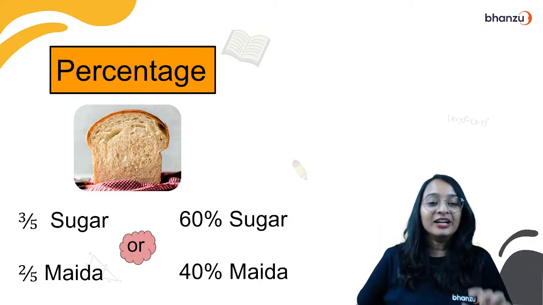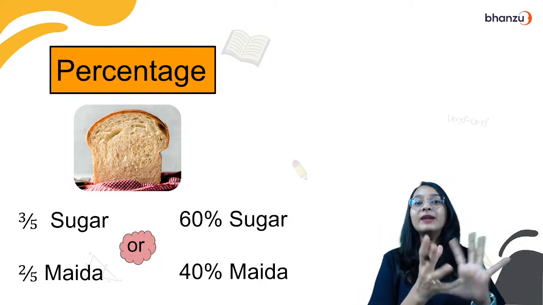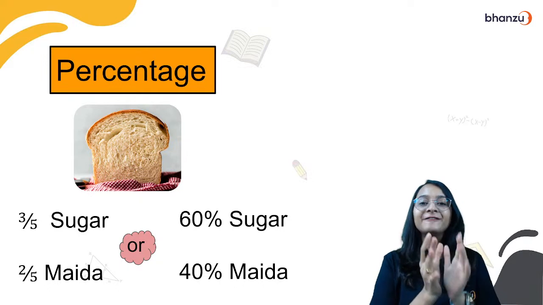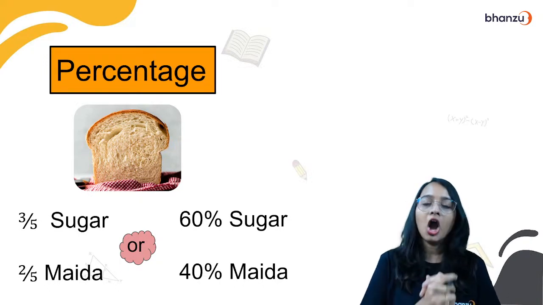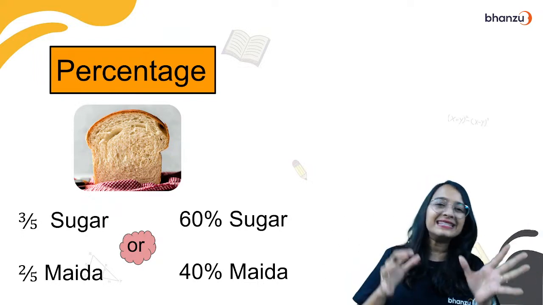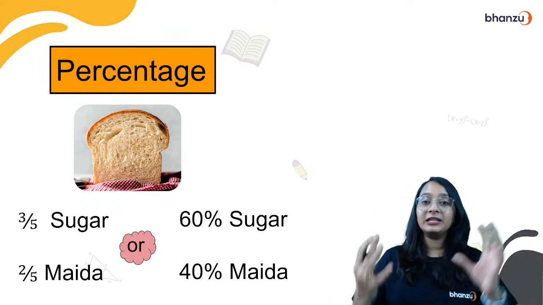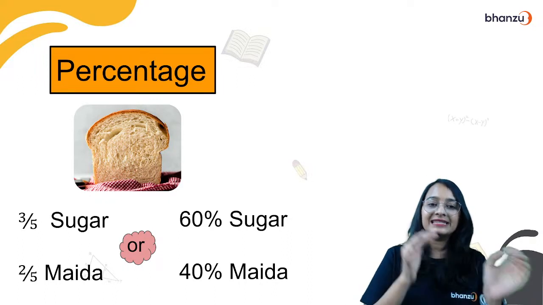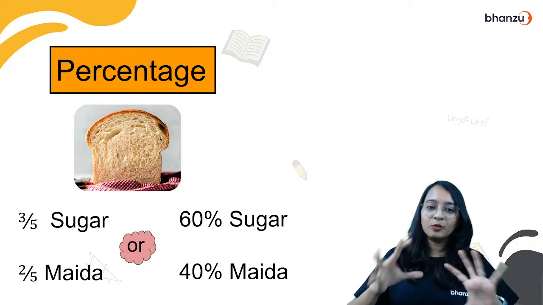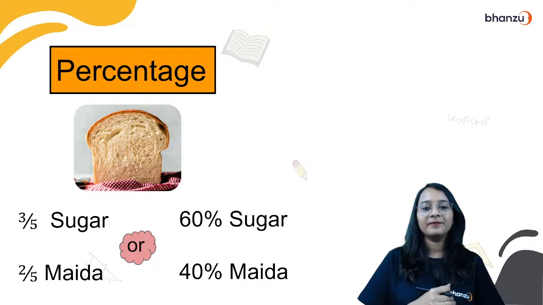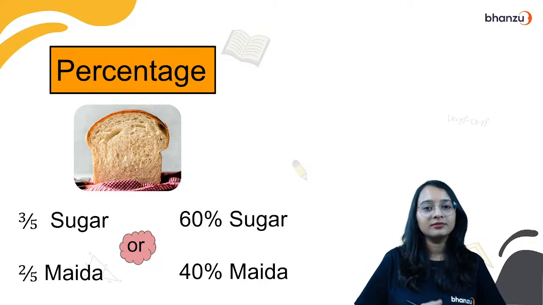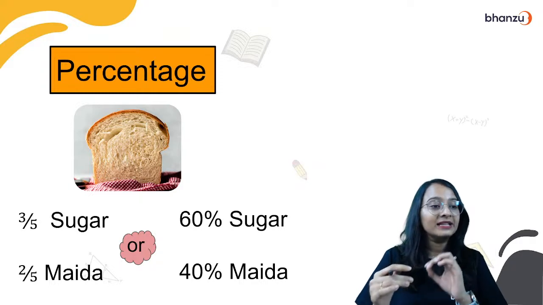Yeah. Now, talking about baking a bread. Now, I need 3/5 of sugar and 2/5 of maida. Alright? Or is it the same when I say 60% of sugar and 40% of maida? What do you think? Is it the same? Can I say that both of them are same? Now, if I say give me 3/5 of sugar for the bread, or if I say give me 60% of sugar, do they actually mean the same?